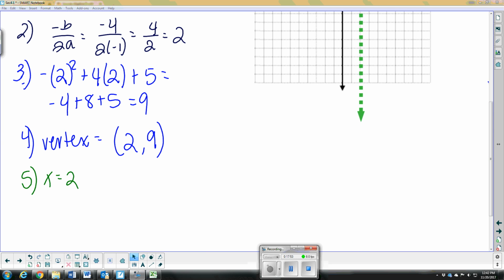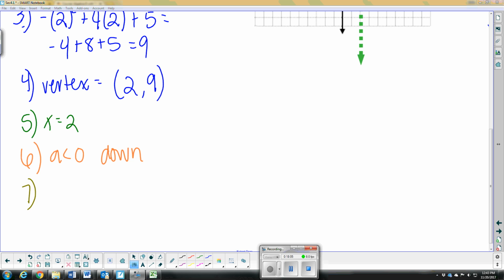Okay, our next step is to determine whether this opens up or down. If we look at the formula, our A is negative, so we know it opens down. Then our next step is to find 2 points on one side of the vertex and plot those coordinates.